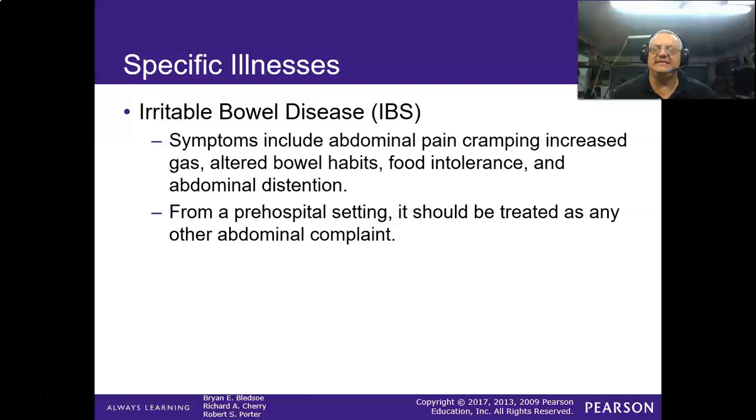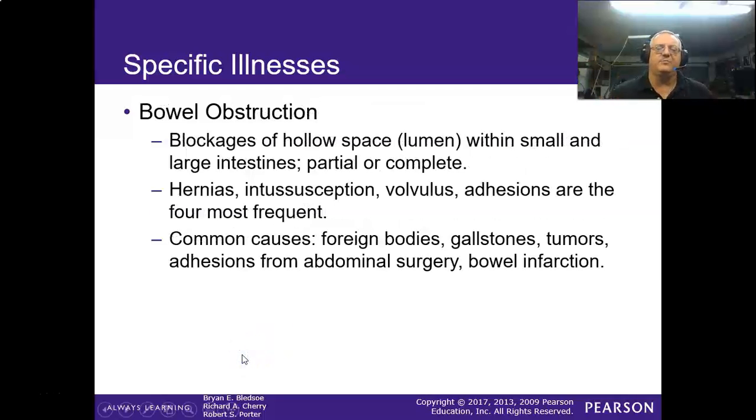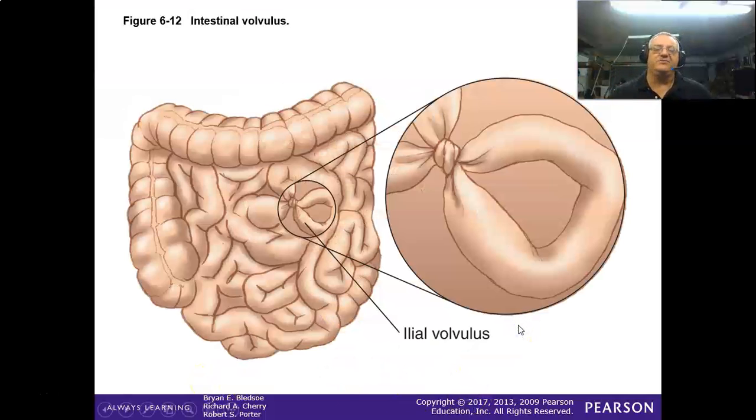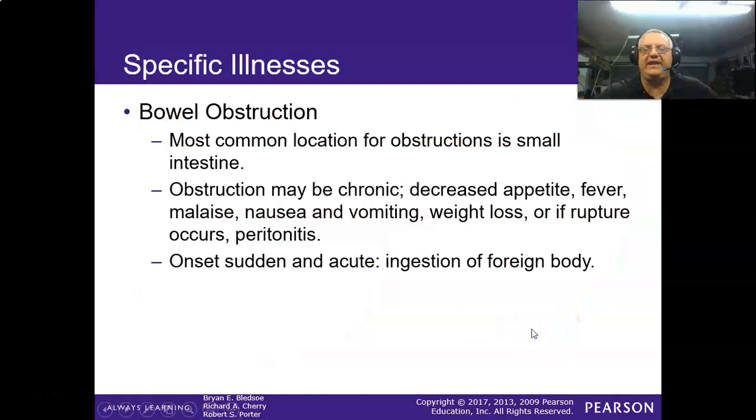Now, inflammatory bowel disease includes abdominal pain, cramping, altered bowel habits, and usually that altered bowel habit is they start having a lot of diarrhea, okay? And from a pre-hospital setting, we treat it just like any other abdominal complaint. Now, you can actually have the bowel obstruct, they can herniate, or they can actually loop around and tie themselves up into a knot. And as they try to move and untie themselves, it's extremely painful, okay? I mean, extremely painful, okay?